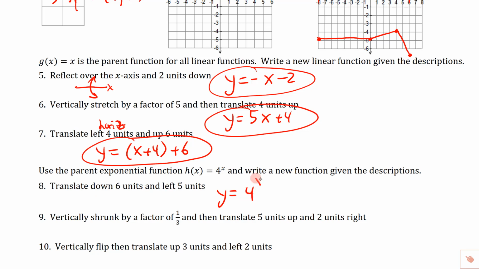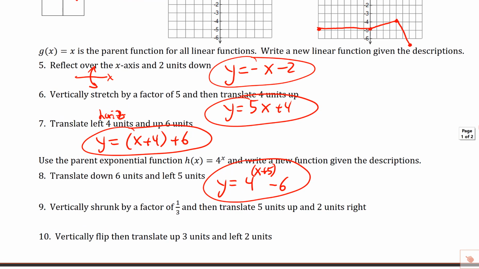So we're going to do 4 to the x, and if we want to move it down, we're just going to subtract 6. And if we want to move it to the left, remember you'd think you'd subtract, but we don't, we add, and we're going to add 5 in the exponent. If you wanted to, you could put parentheses around there. That would be totally okay. All right, let's take a look.